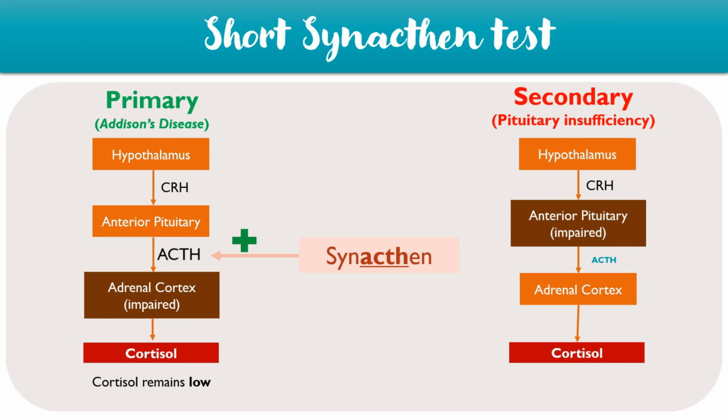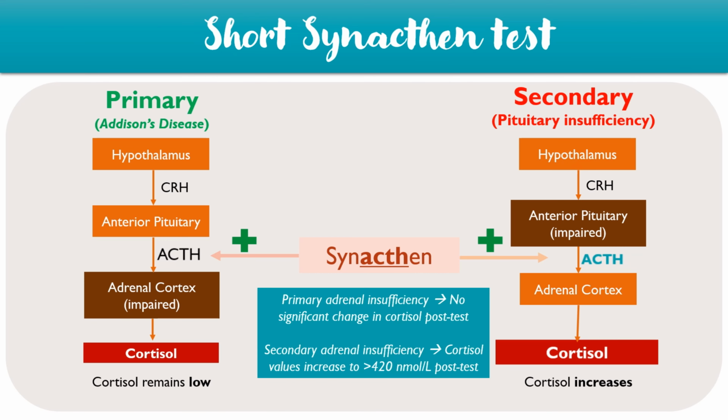If we also look at secondary causes such as pituitary insufficiency, here there's a problem with the anterior pituitary gland, and you can see that less ACTH than normal is being produced. So when we administer synacthen in this case, the ACTH levels go up, and the cortisol levels also go up correspondingly. In other words, we can distinguish between a primary and secondary cause using the short synacthen test. If the cortisol remains low after the test, it suggests a primary cause, and if it increases after the test, it suggests a secondary cause.